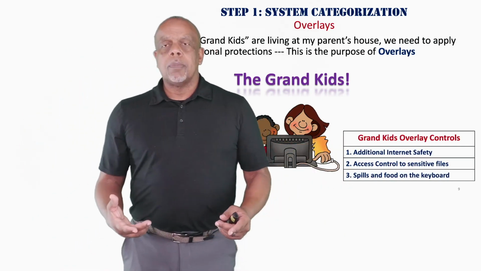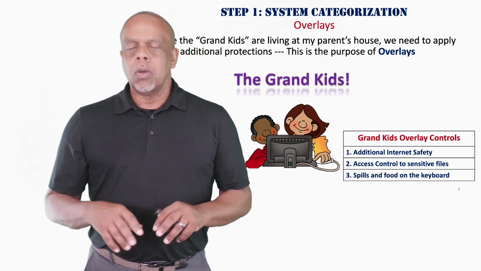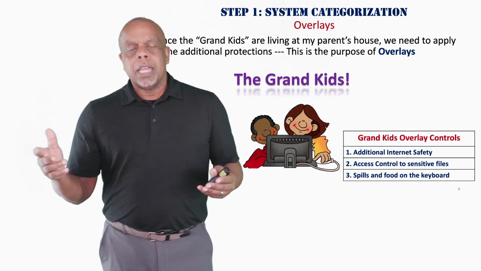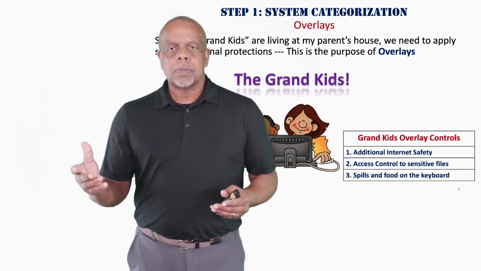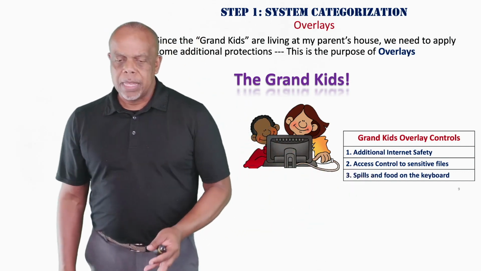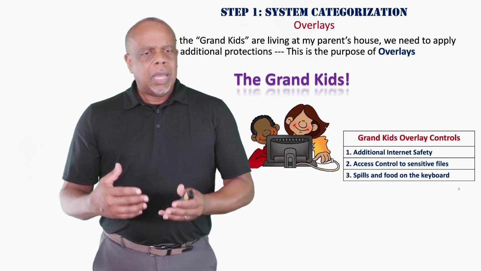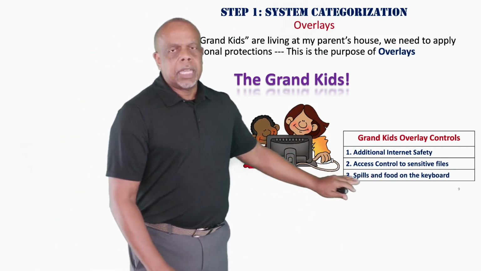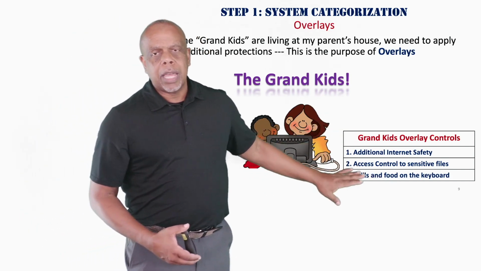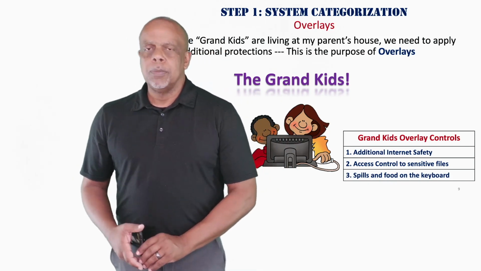Because the kids are there, guess what? Now I've got to be concerned about internet safety, because if they're on the computer, I don't want them just being able to go out to websites any time of night, any time of day, and get to some nefarious websites. Also, I have to be careful now about access control to sensitive files. Before, when it was just my mom and dad, like their finance records, I didn't have to really lock those down. But no, I don't want these kids to have access to my parents' or their grandparents' information. That's another type of overlay. And spills and food and stuff on the keyboard. Yes, you know them.